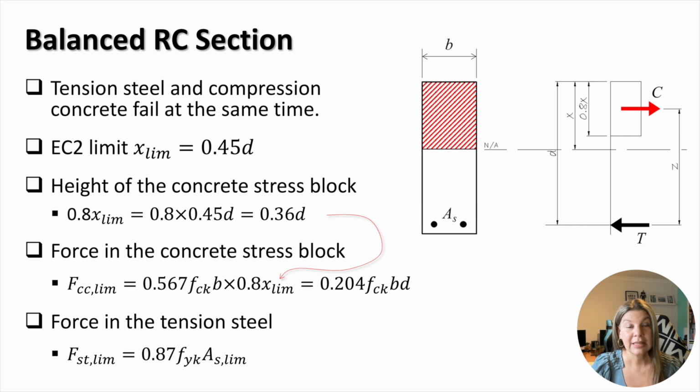Since the stress in the concrete is uniform and equal to its design compressive strength, the force in the concrete stress block can be found as 0.204 times fck times b times d, where fck is the characteristic compression strength of concrete. The tension force in steel equals the area of steel multiplied by its design yielding strength, 0.87 fyk. As a result, there are two forces acting on the section considered.